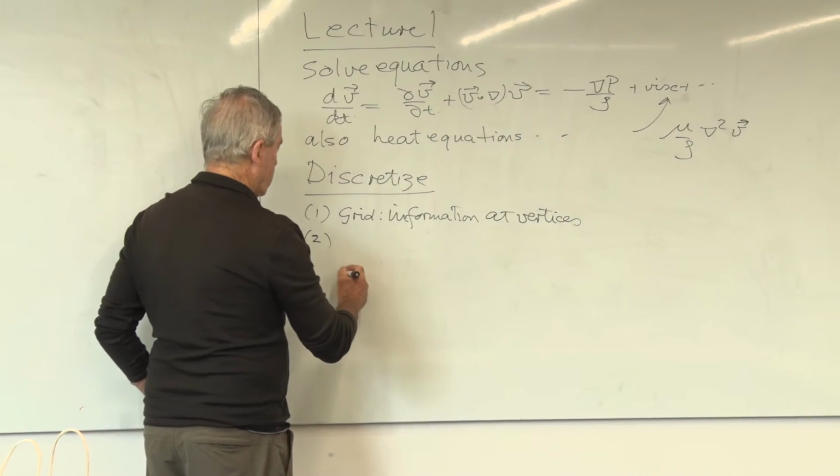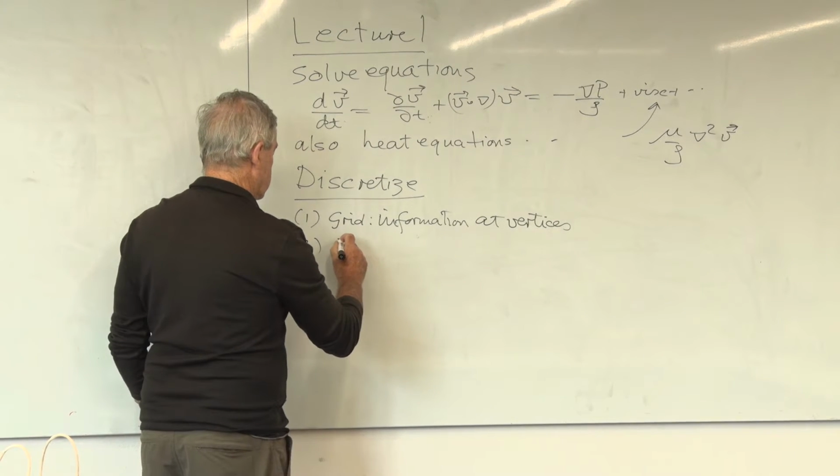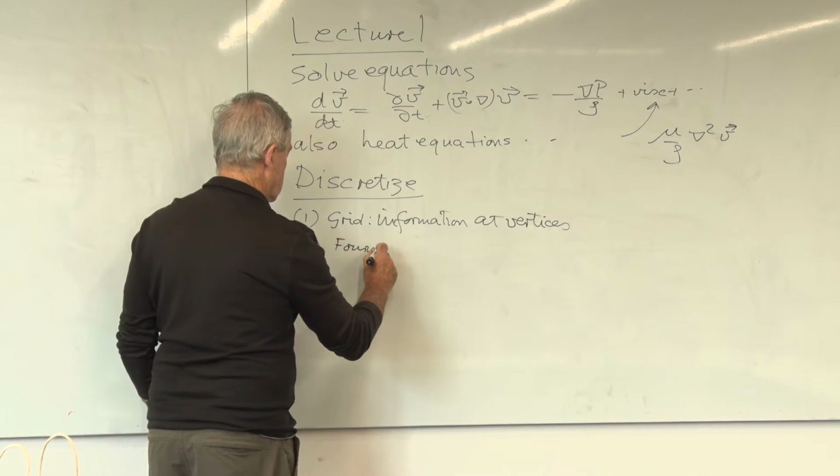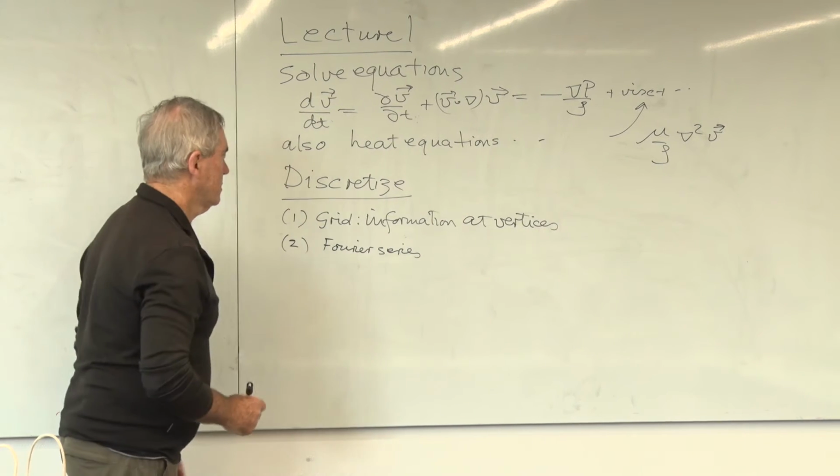Now, apart from grids, there is, let's see, Fourier series, which are spectral methods.